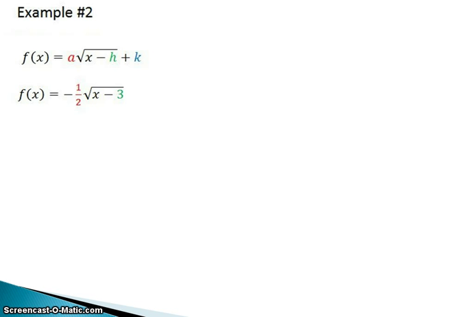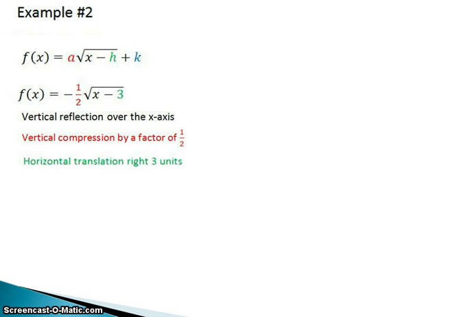So let's take a look at that negative sign. That negative sign tells us that we have a reflection over the x-axis. In other words, our graph is going to be reflected. It's going to be upside down, so to speak. And that we have a vertical compression by a factor of 1/2. The absolute value of negative 1/2 is 1/2. And if it's between 0 and 1, then we have a compression.